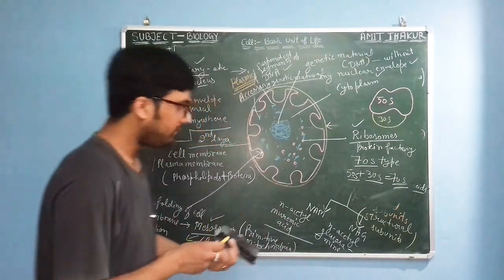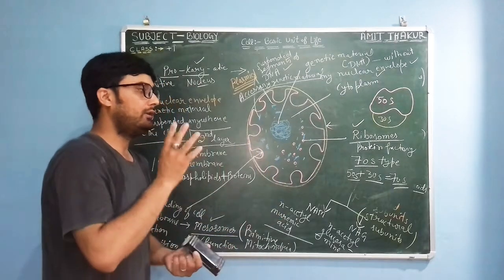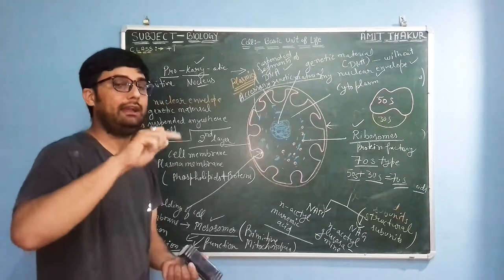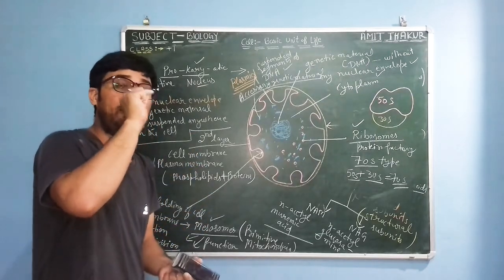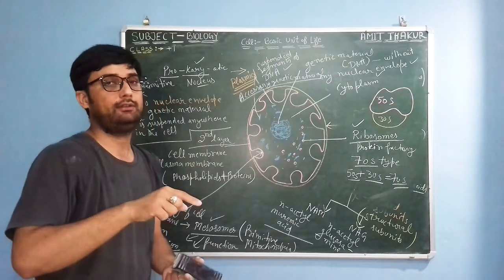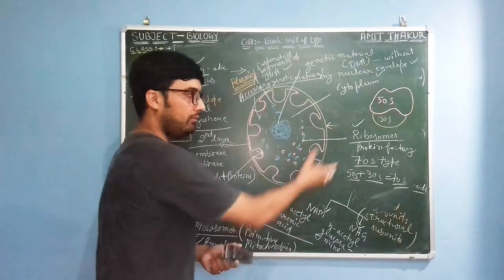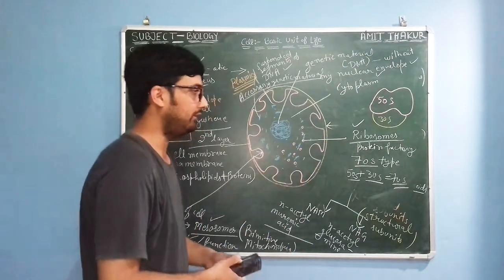Okay, so ribosomes are 70S type. One more thing to note is that in eukaryotic cells there is 80S type of ribosome, but the eukaryotic mitochondria has 70S type of ribosomes. Okay, so the function is protein factory. They synthesize proteins for the cell.